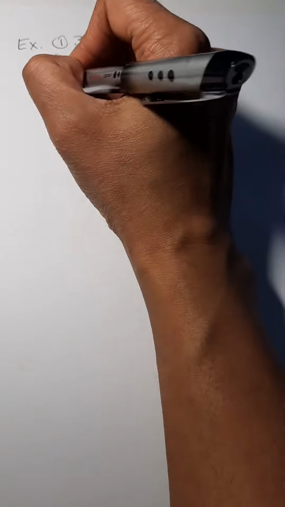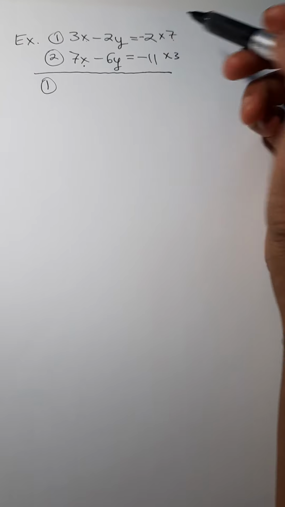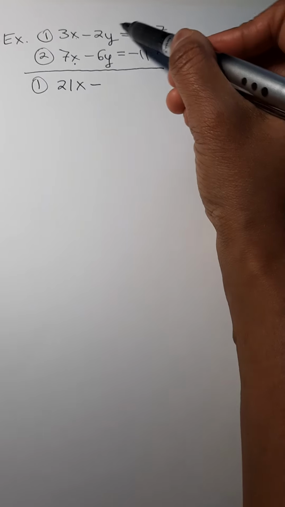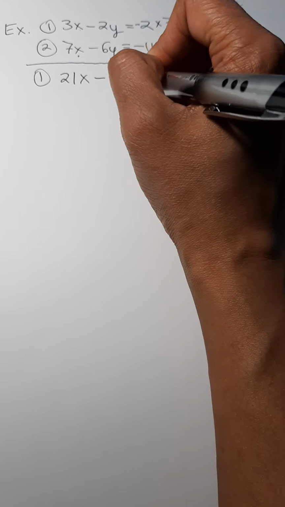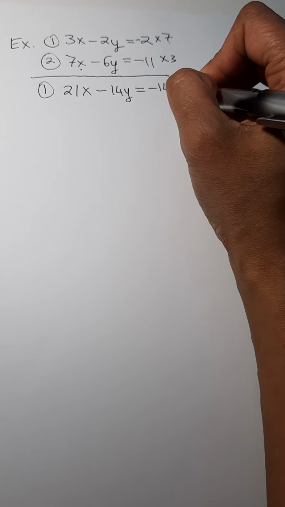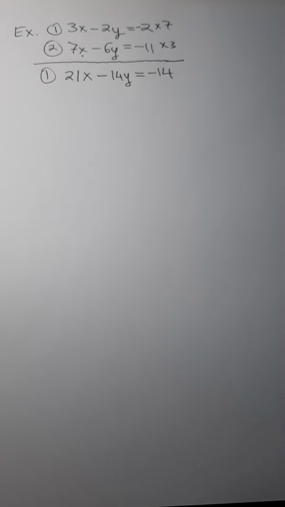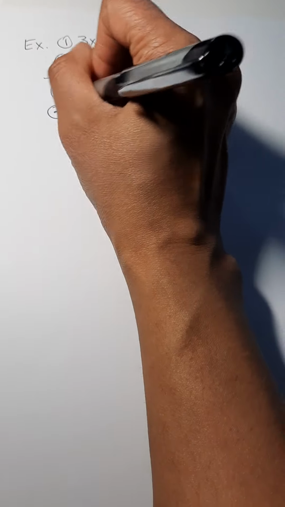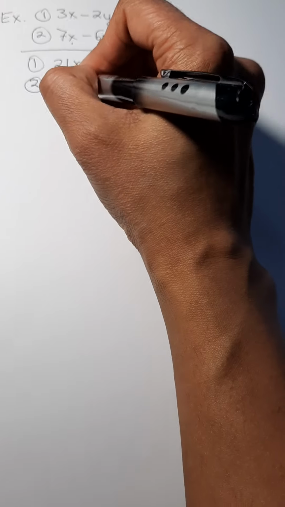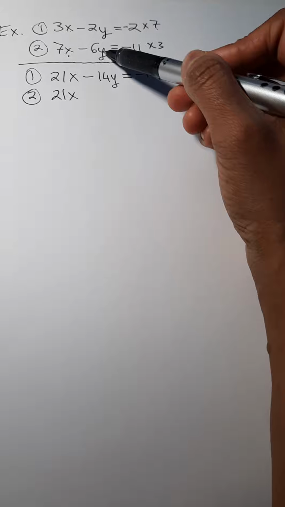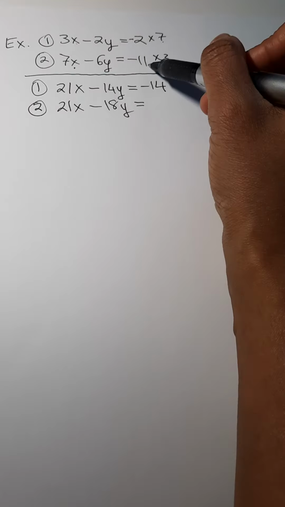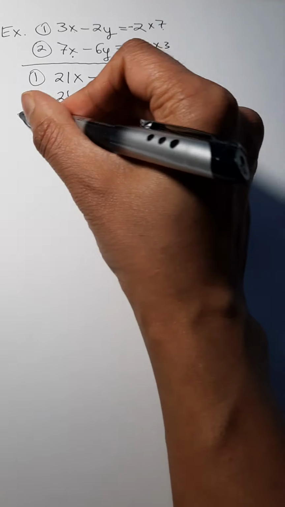Okay, make sure you multiply each of the terms here by 7. So we're going to do 3x times 7. So we have 21x. Okay, and then you're doing negative 2 times 7, minus 14y, equals negative 2 times 7, negative 14. Okay, everyone's good? Then we're going to go to the second equation. You're multiplying the whole second equation by 3. So 7x times 3, this is 21x. This is negative 6y times 3, negative 18y, equals negative 11 times 3, which is negative 33.